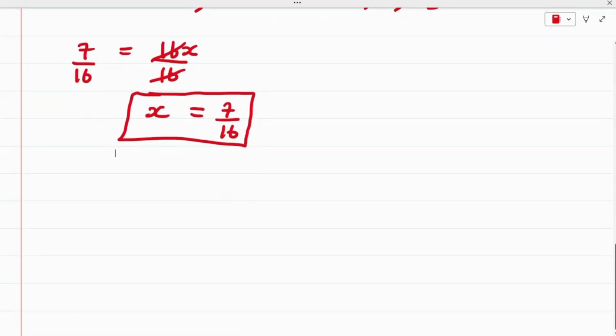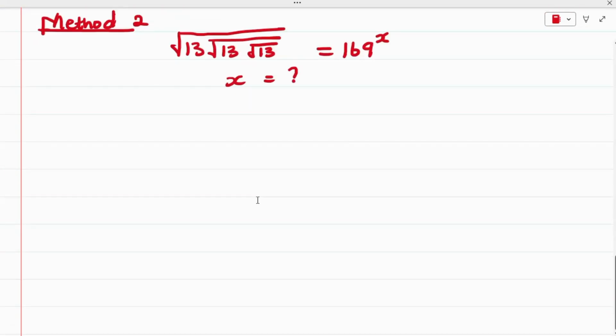Let's move on to method 2. The first thing you want to recall is that the root of a is equal to a raised to the power of 1 over 2.